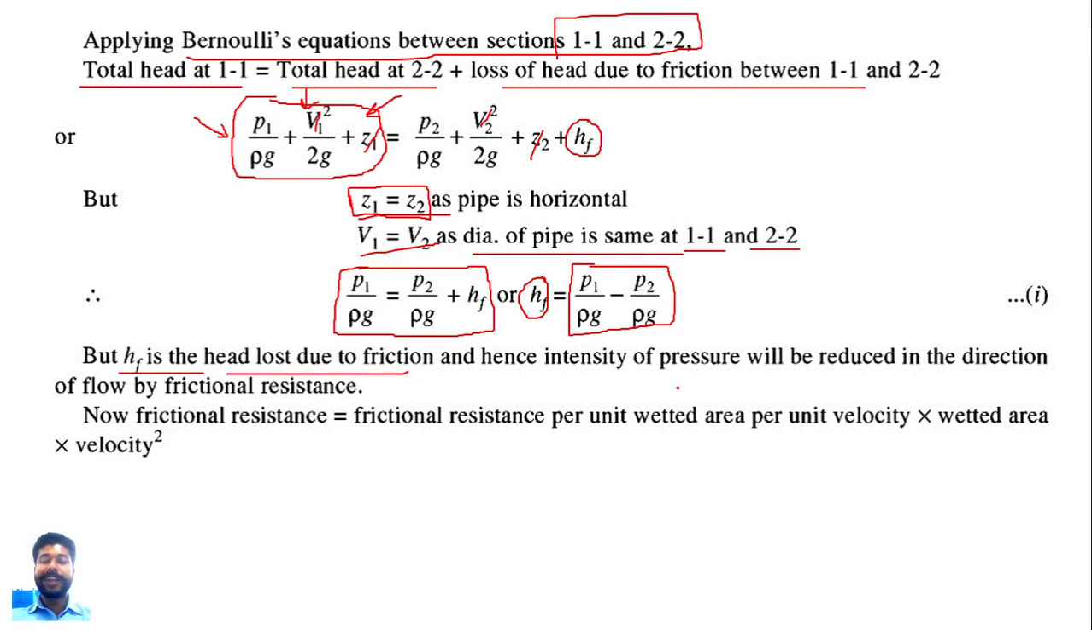That is why the intensity of pressure is reduced in the direction of flow by the frictional resistance. As we know, the pressure at section 1 is higher and the pressure at section 2 is lower.